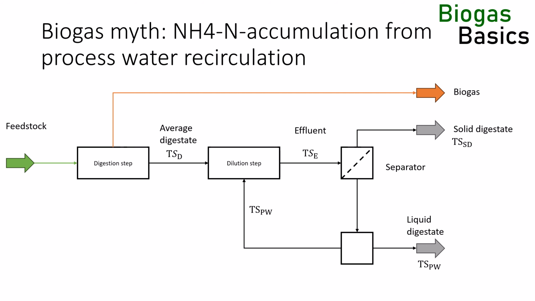Let's break it down. We balance the digestion step by subtracting the biogas from the feedstock and convert organic nitrogen partially to ammonia nitrogen. The result is the average digestate indexed with D.